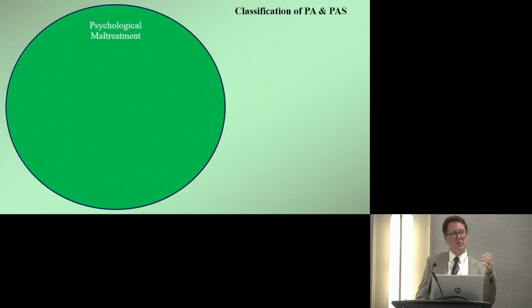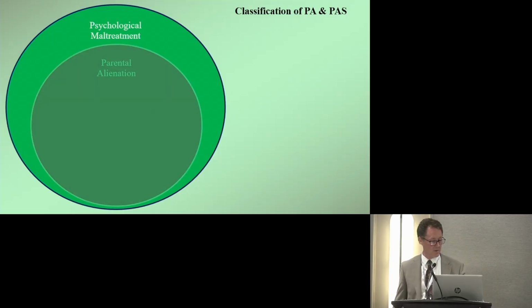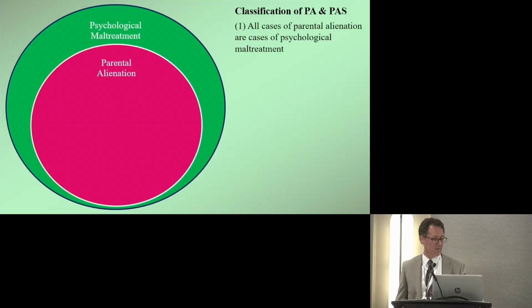So let's take a look at the model classification of parental alienation with parental alienation syndrome. This is a pictorial overview of the correct classification of parental alienation and parental alienation syndrome and how they fit within the gambit of child psychological abuse. All cases of parental alienation are cases of psychological maltreatment, as we just discussed.